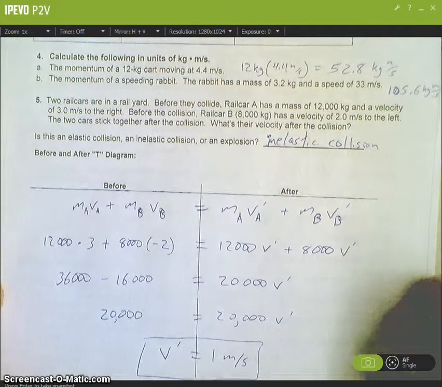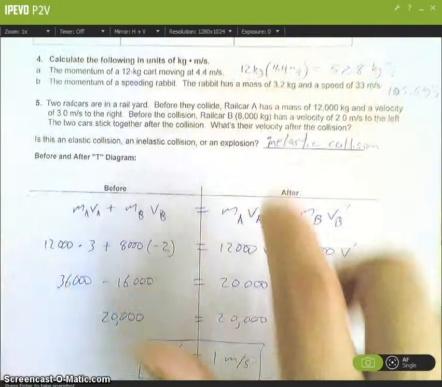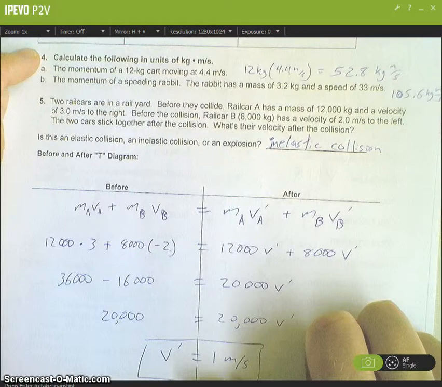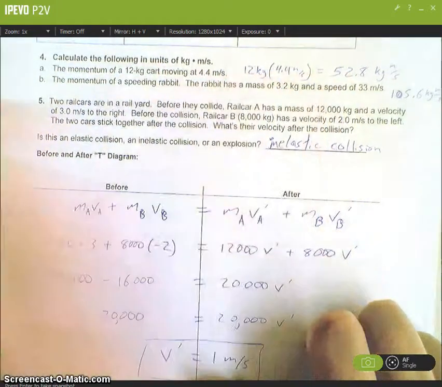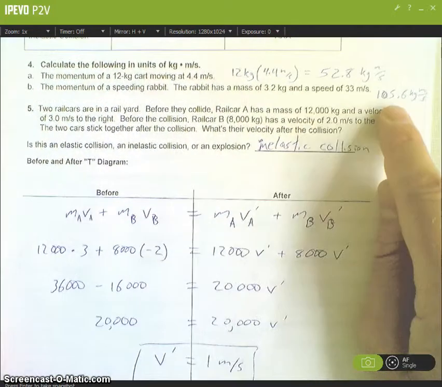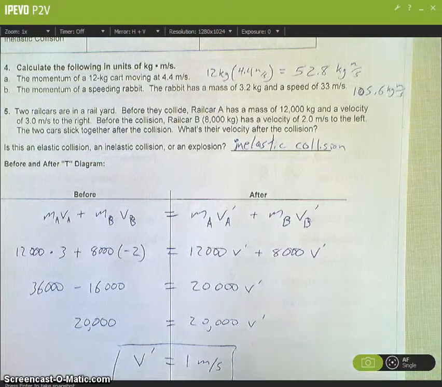All right, so let's look at momentum first. Momentum is mass times velocity. So for number 4, it's pretty easy. It's just the masses times the velocity, giving us 52.8 and 105.6 kilograms meters per second.